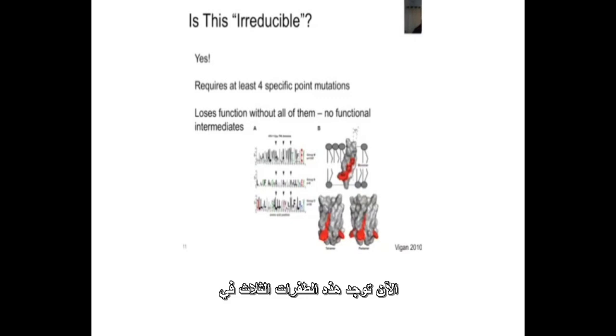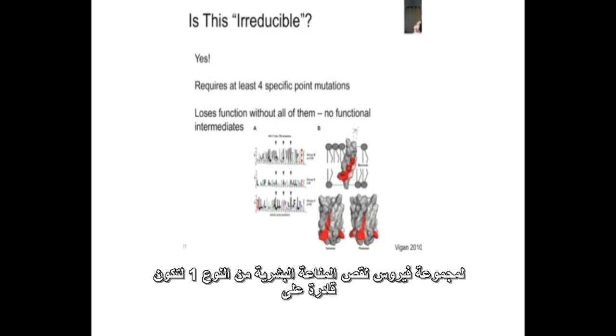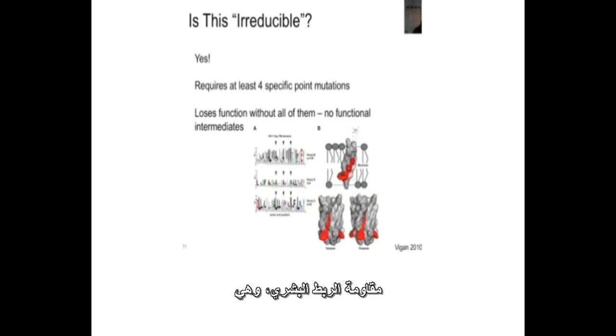Now, those 3 mutations are in one region, and there's a second region, so that means you have 3 plus whatever's in the other region. You have at least 4 specific point mutations required for HIV-1 group M VPU to be able to antagonize human tetherin. That is an irreducible trait according to Michael Behe's criteria.